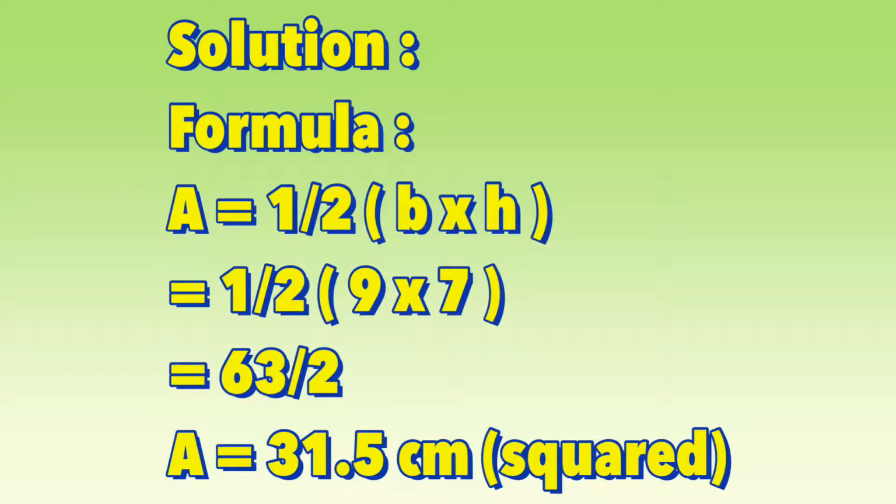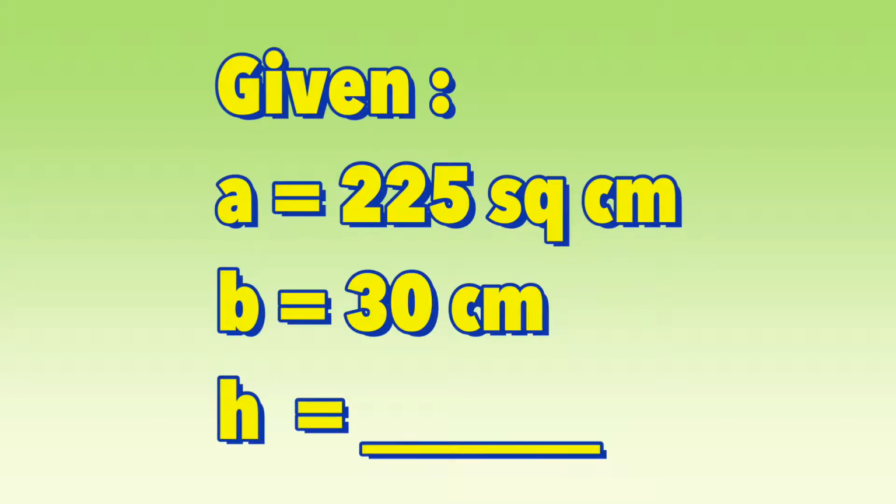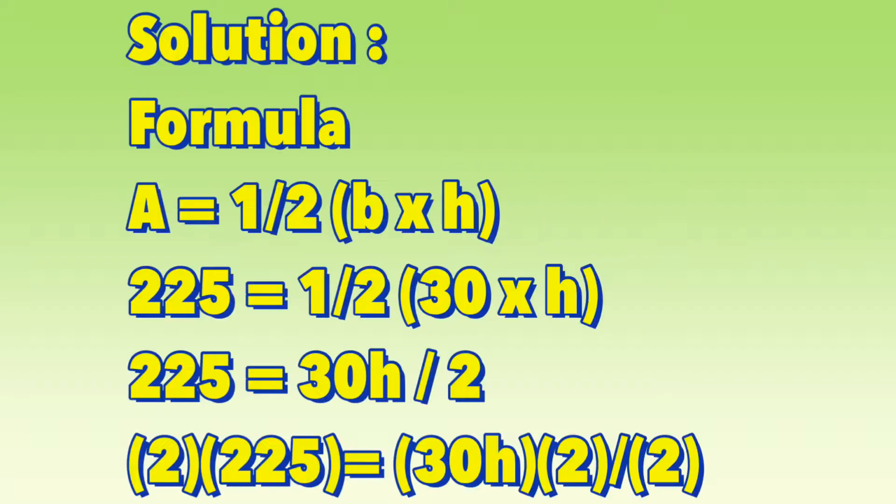Okay, the next problem is number 3. Given the area 225 square centimeters of a triangle, and the base is equal to 30 centimeters, find the height. So the height now is missing. The same formula that we're going to use: the area is equal to 1/2 of the base times height. So we substitute: 225 equals 1/2, and the base we substitute 30, and the height is missing. Then we multiply 30 times height times 1 equals 30h over 2.